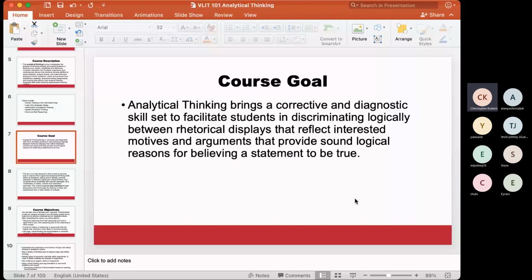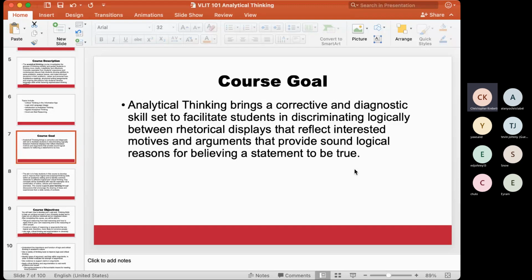You have to be able to discriminate logically between rhetorical displays that reflect interested motives and arguments. First, you need to be able to discriminate between just talking, ordinary words, verbose outpouring, and an argument. If somebody is talking and talking and talking, not every talk resembles an argument. I believe that you've all been introduced to that. Yes. So that is about it.